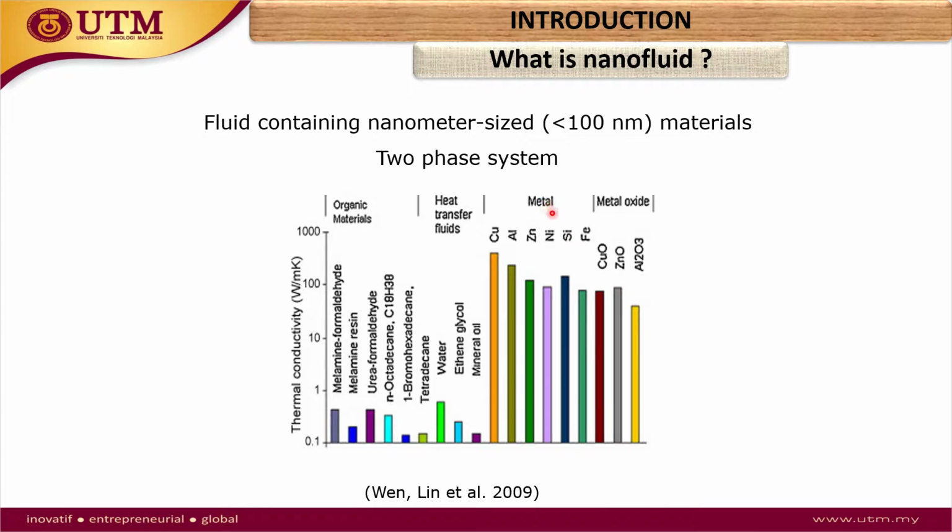As we know, metals or metal oxides have much higher thermal conductivity when compared to organic materials and heat transfer fluids. So what past researchers did is they tried to grind the metals or even metal oxides into powder form, which is less than 100 nanometer, and then mix into heat transfer fluids. So in the end, they obtain a mixture which has high thermal conductivity when compared to their original form. And this is known as nanofluid.